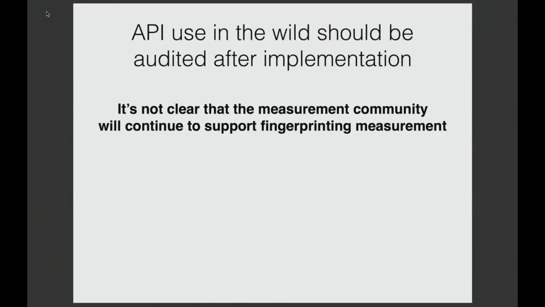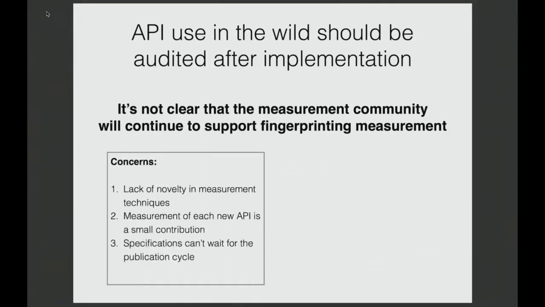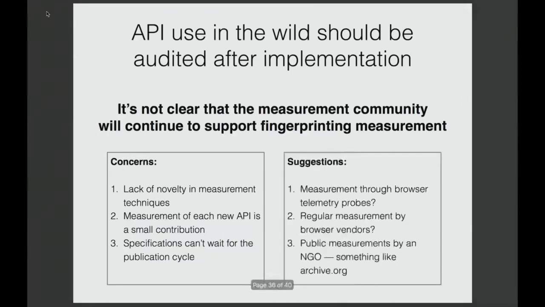And the next is that we're not sure that the measurement community will continue to support the same level of fingerprinting studies that they have. The concerns are basically the lack of novelty in measurement techniques for new APIs, right? Because that's part of the reason we're able to publish these results. The measurement of each new API is kind of a smaller contribution. So if some new API comes out and I want to do a measurement study on it, it's going to be a little difficult to publish that. And maybe the specs can't wait for the publication cycle.